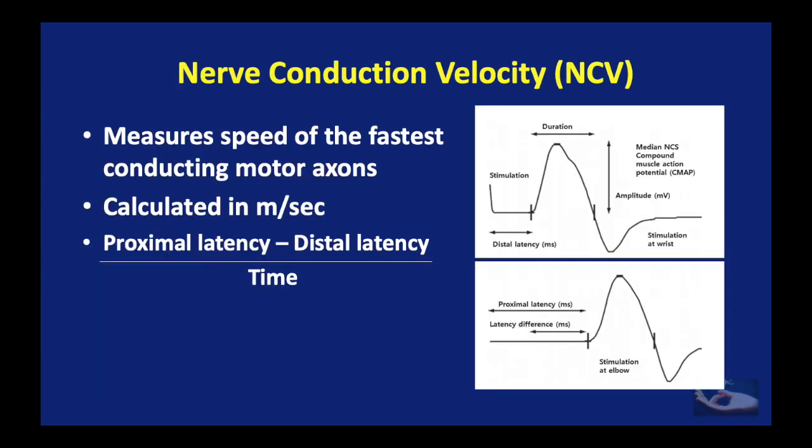And finally, the nerve conduction velocity can be calculated. This measures the speed of the fastest conducting motor axons. It is calculated in meters per second. It is calculated by subtracting the distal latency from the proximal latency and dividing by the duration.